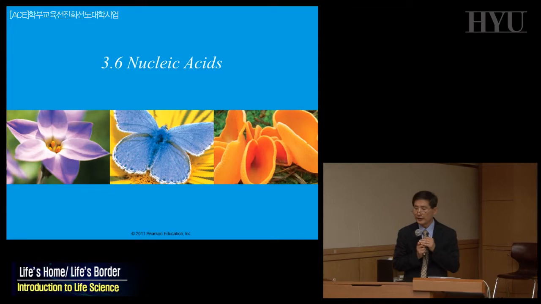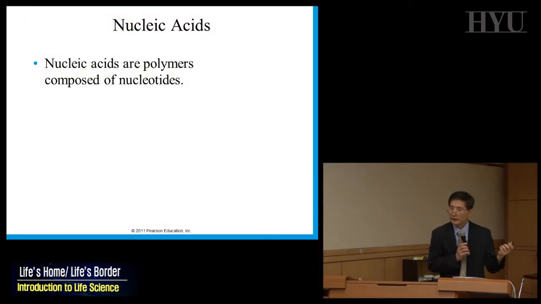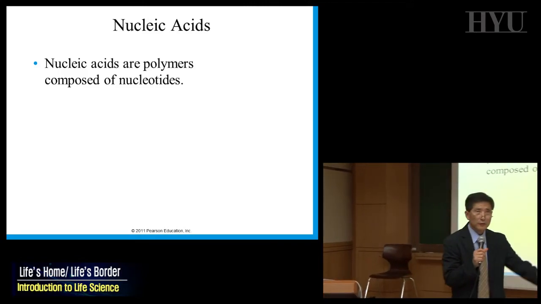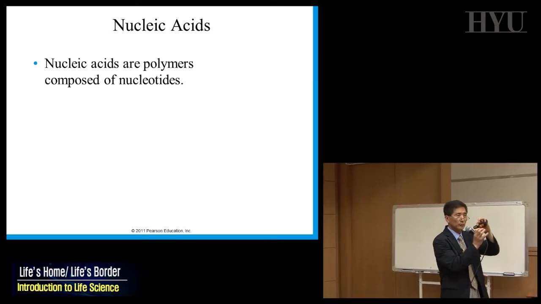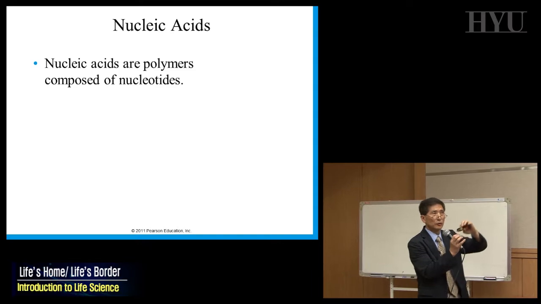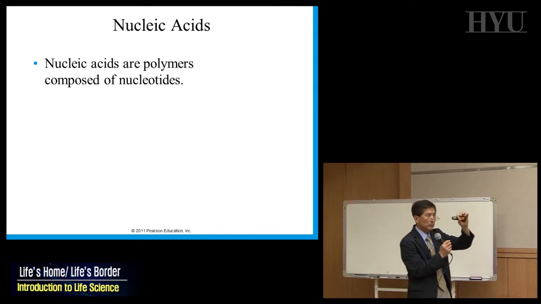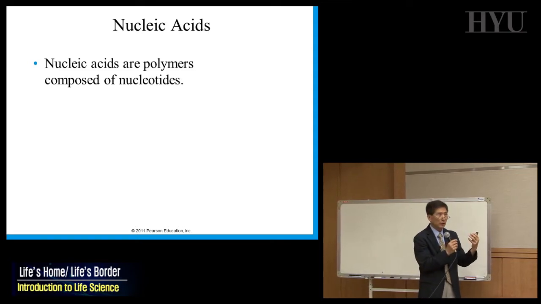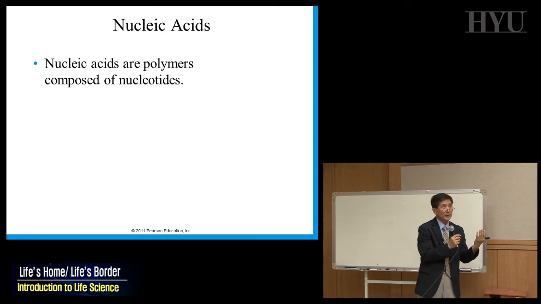Okay. So it says acid. So there must be something that can donate H+. Okay. So again, nucleic acid is also composed of small building blocks to long chain. Okay. What do we call that small building block of nucleic acid? We call it nucleotide. More words.